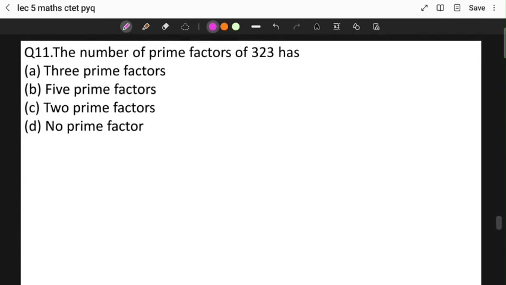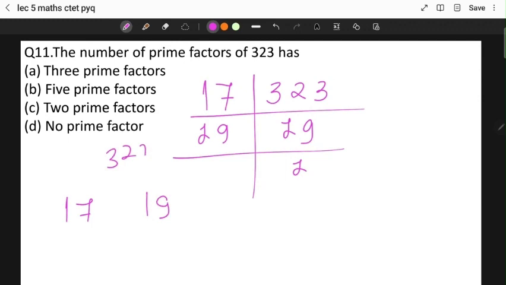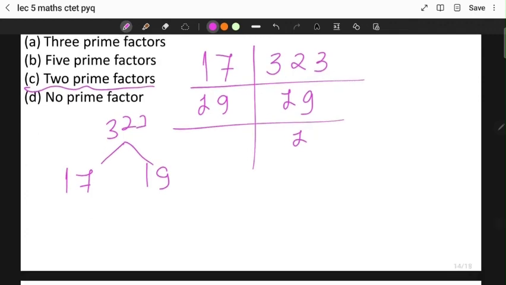The number of prime factors of 323 are what? Okay, if I start taking the prime factors of 323, I can clearly say that there are only 2 factors. How come? It is divisible by 17, I'll get 19 over here. It is not further divisible by any number. So 17 and 19 are the prime factors of 323. So the correct answer for the given question is option C, that is 2 prime factors of 323. Got it? Moving on to the next question.